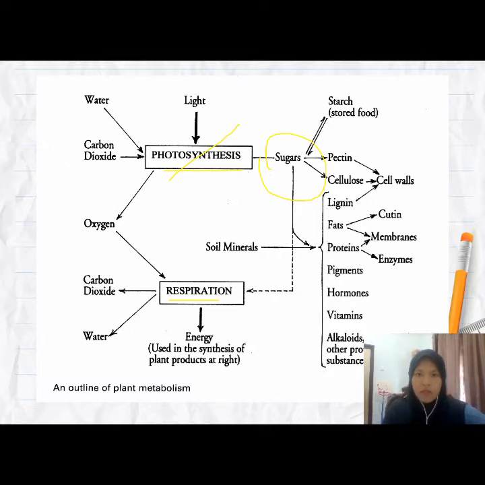function in plants. So some of them akan digunakan sebagai starch, some of them akan digunakan sebagai building blocks for the cell walls, okay, and some of them is for other plant compounds for other plant use. Okay, so kalau respiration pun dia akan menghasilkan all those carbon dioxide, water, and that will be used by other life forms.